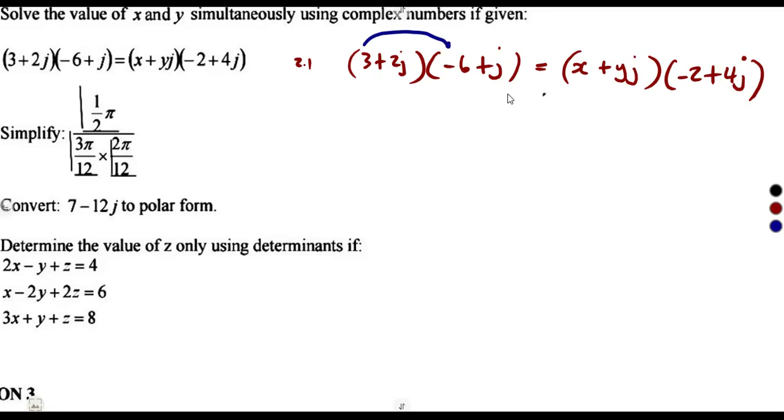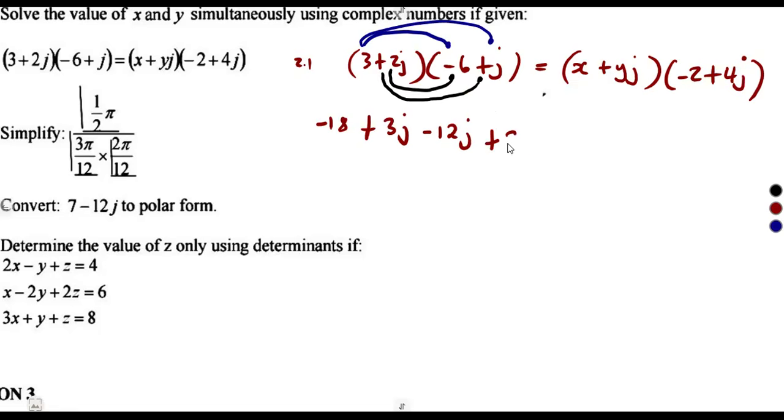It seems so. 3 times negative 6, that's negative 18. 3 and this positive j, that's positive 3j. Remember, positive, positive. Then we move on to the 2j here. So it's 2j times this negative 6. That's negative 12, so this is negative 12j. Positive 2 times the positive there, it was going to be positive again. So that's positive 2j squared, right?